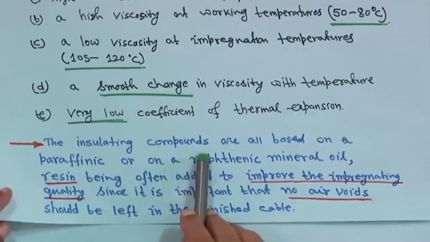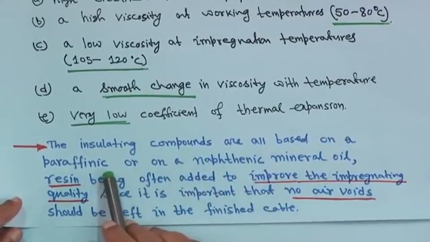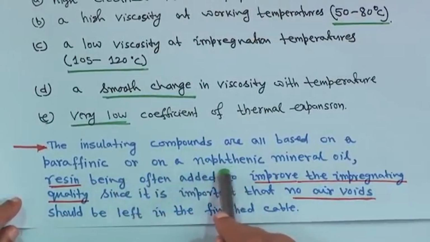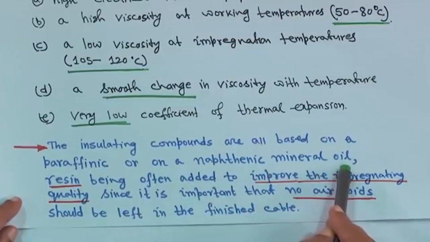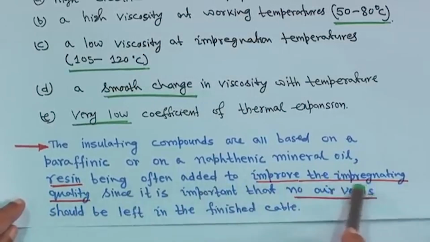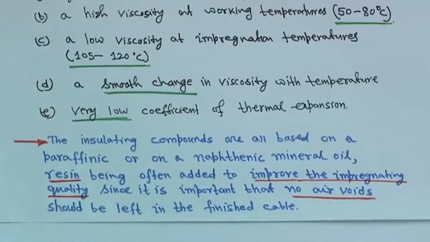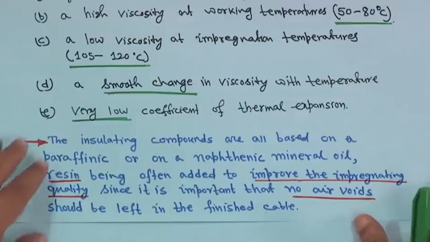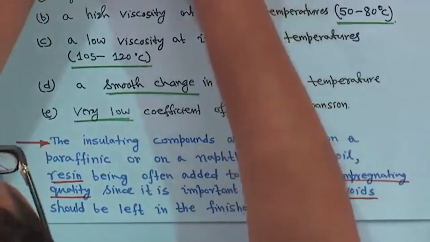The insulating compounds are all based on a paraffinic or a naphthenic mineral oil, right. Resin is often added to improve the impregnating quality, since it is important that no air void should be left in the finished cable. I mean, when the cable is manufactured, there should not be any void, otherwise it will create problems, right.